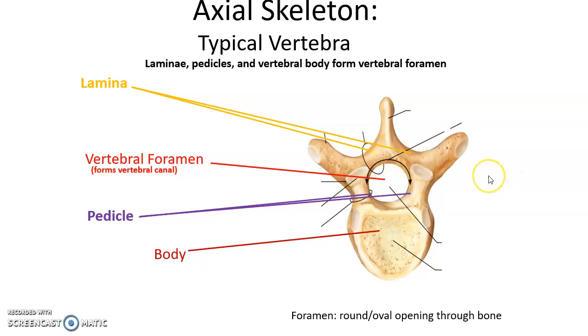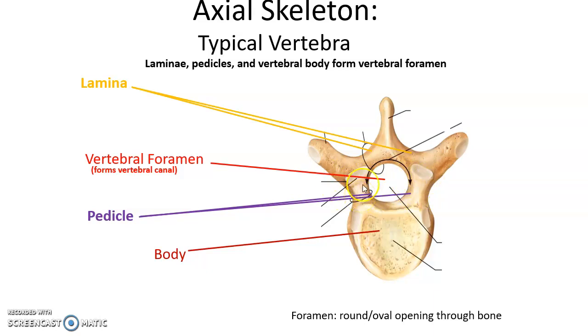There are 4 different pieces that make up that ring. It includes the body, being this big block of bony tissue. So the body helps form part of the vertebral foramen's ring. Then on either side of the body, right and left, are the pedicles. So this area of bone tissue, right and left, is the pedicle.